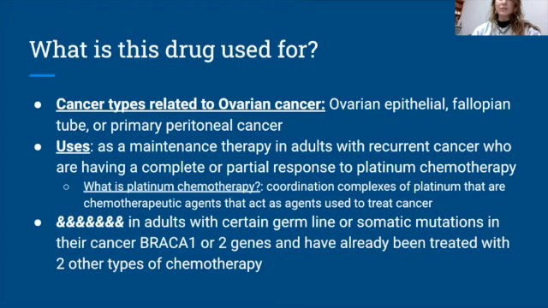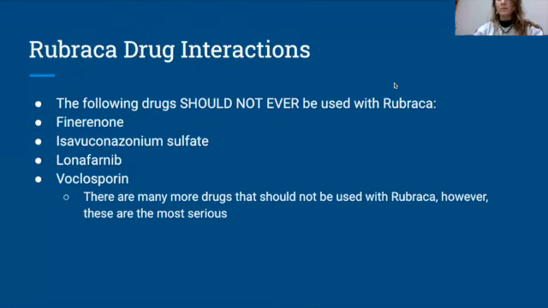And this drug is used for cancers related to ovarian cancer. We use it as a maintenance therapy in adults with recurrent cancer who have a complete or partial response to platinum therapy, which is just the coordination complexes of platinum that are chemotherapeutic agents. And then we also use it with adults with certain germline or somatic mutations in their BRCA1 and 2 genes who have already been treated with 2 other types of chemotherapy.